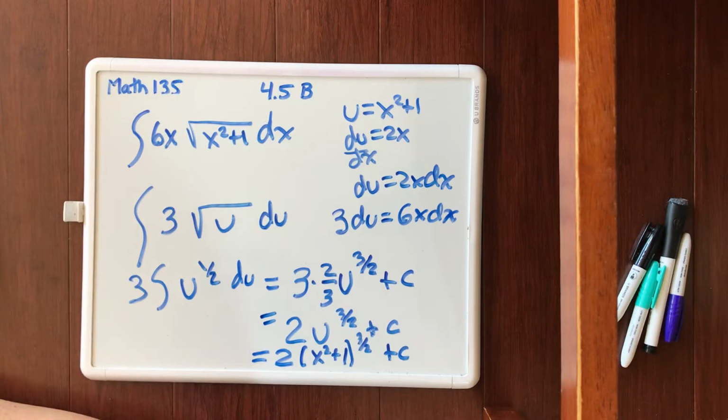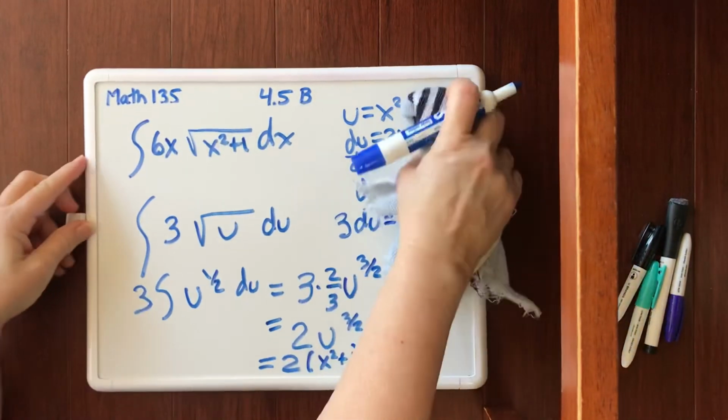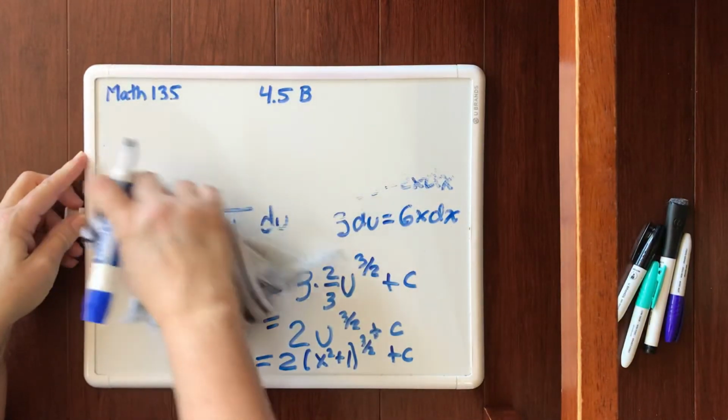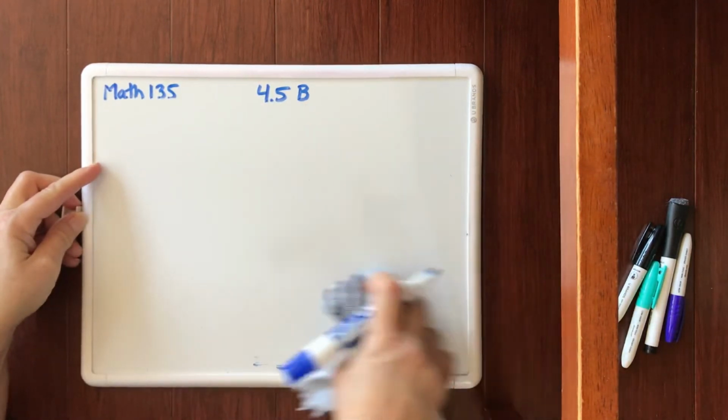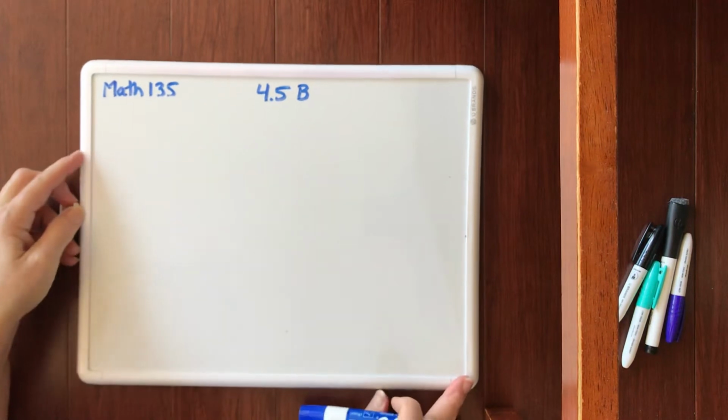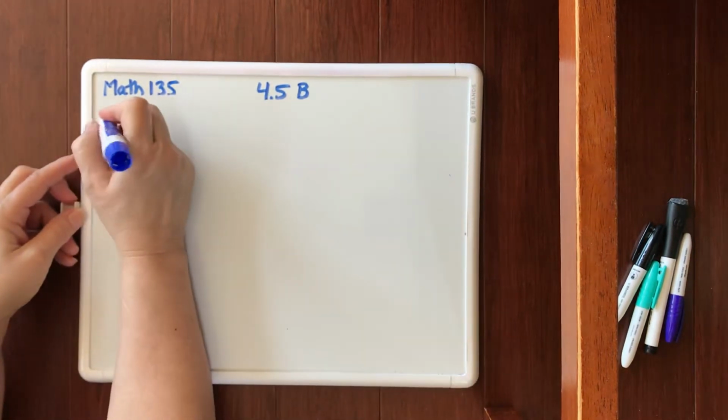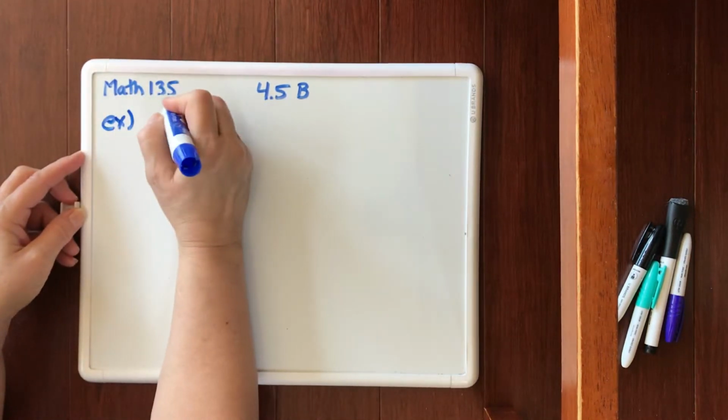So let's see what we got. We're going to continue, do another problem. We're going to do a couple more, and then I'm going to have you start on your homework. But we're going to break down the homework. Okay, we're going to do partial homework.